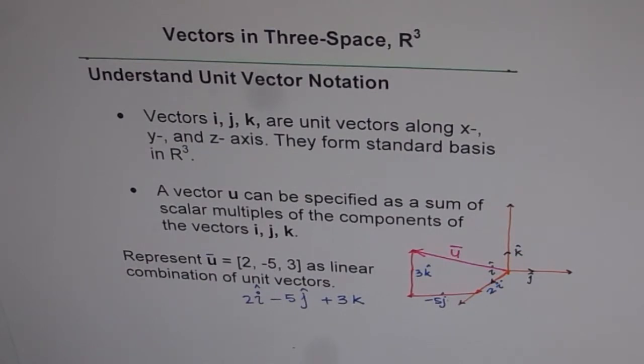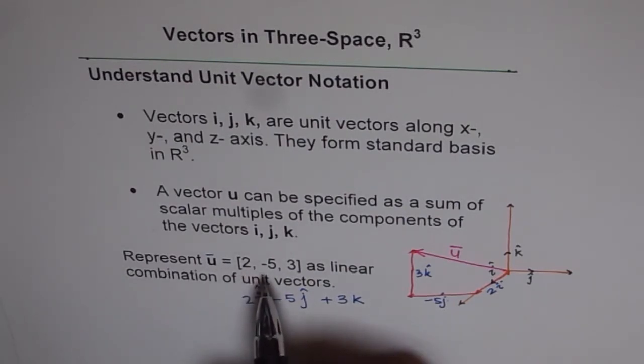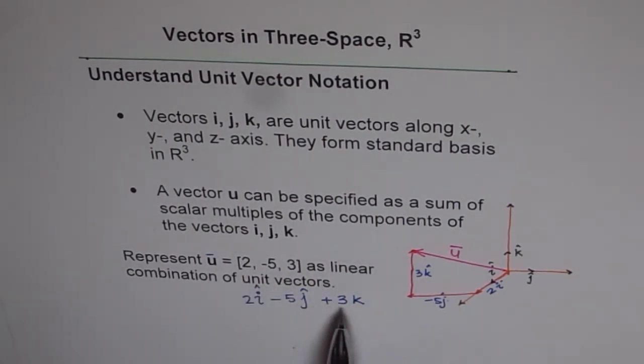So we could represent our vectors as an ordered triple or as unit vectors. But whenever we are doing so, basically it is a linear combination of unit vectors that gives us the equivalent representation of the vector.